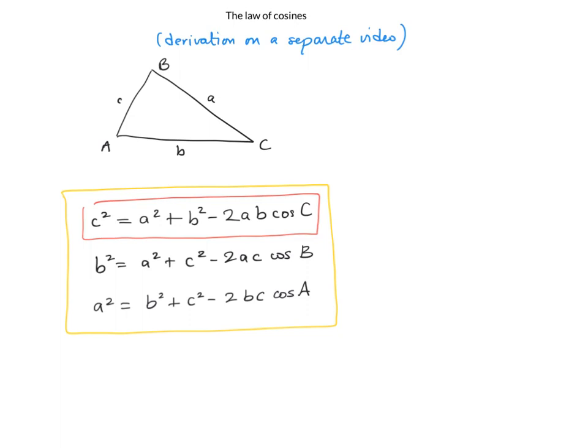Other versions of the law of cosines, again with triangle ABC, would be b squared equals a squared plus c squared minus 2ac cosine B. This angle B is opposite this lowercase b, and everything else is a's and c's. And then a squared equals b squared plus c squared minus 2bc cosine A. This angle A is opposite this lowercase a, and everything else is b's and c's. So these are the versions of the law of cosines.